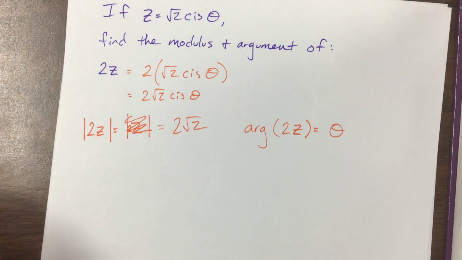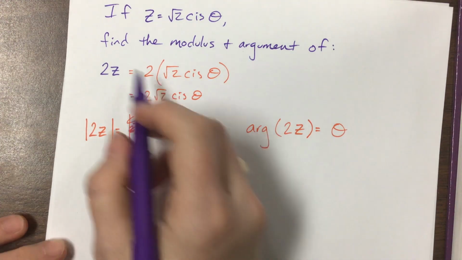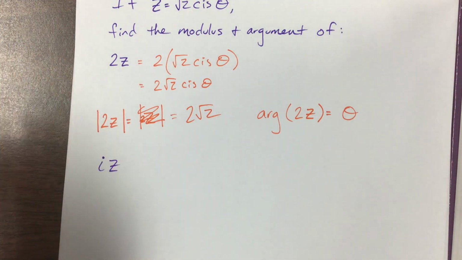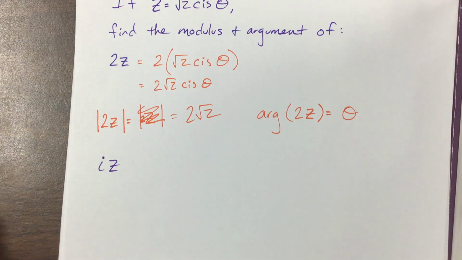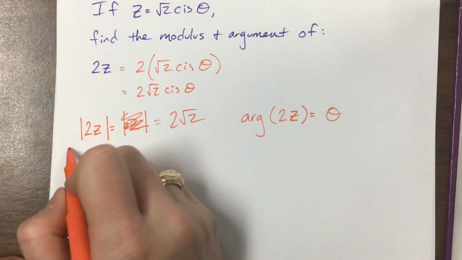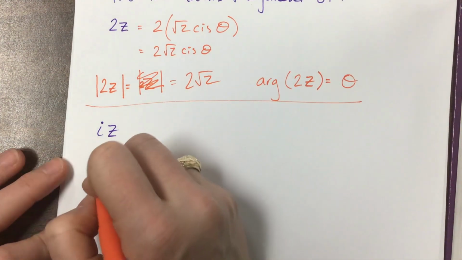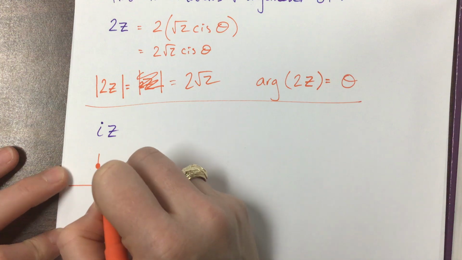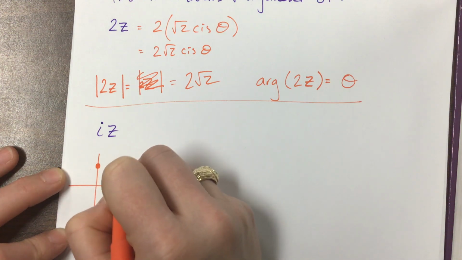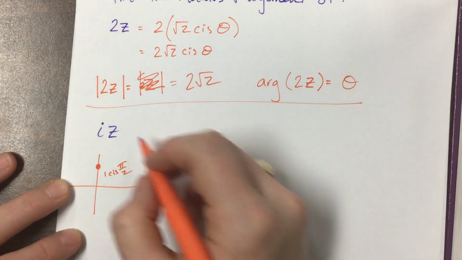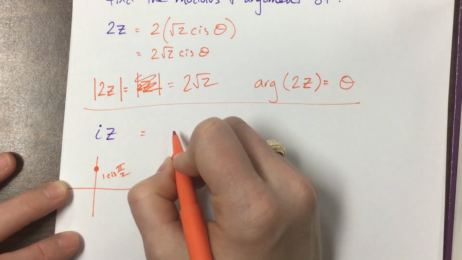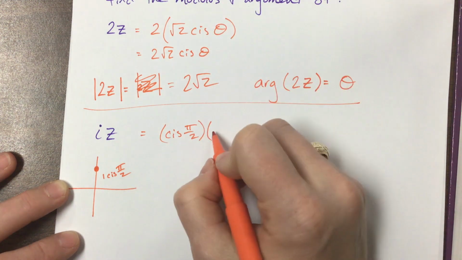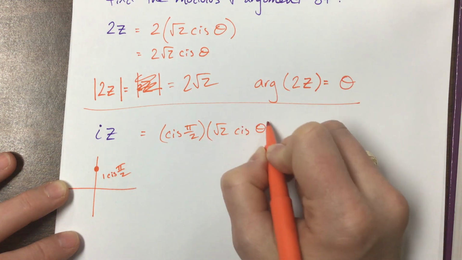The second example they give us is to find the modulus and argument of i times z. If you think about your unit circle, i is just 1 unit up, so this is just 1 cis pi over 2. So this would be equal to cis pi over 2 times root 2 cis theta.